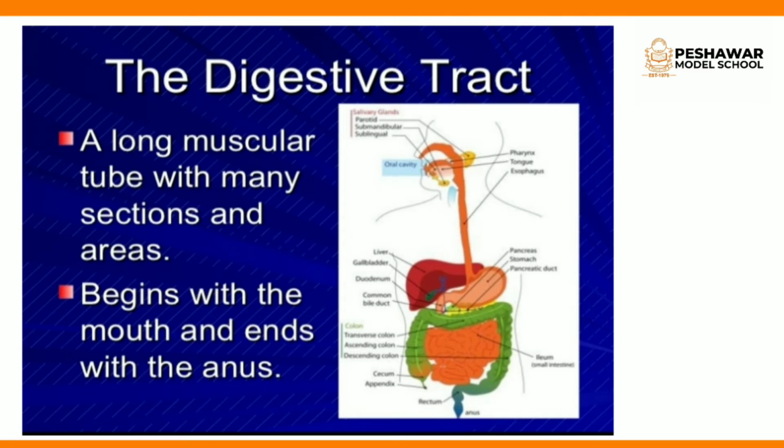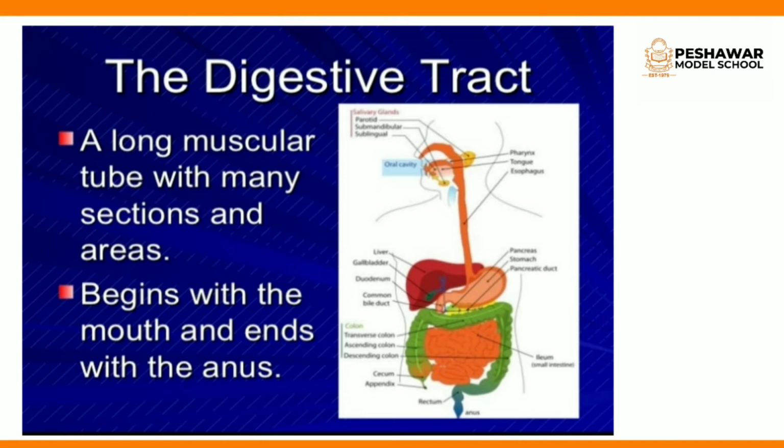So a long muscular tube with many sections or areas. It means that this long tube has many sections: this part, the food pipe, is known as the esophagus or gullet. This part is known as the stomach. This part is known as the small intestine and this is the large intestine. So this long muscular tube has many sections which begin with the mouth and end with the anus. Clear?